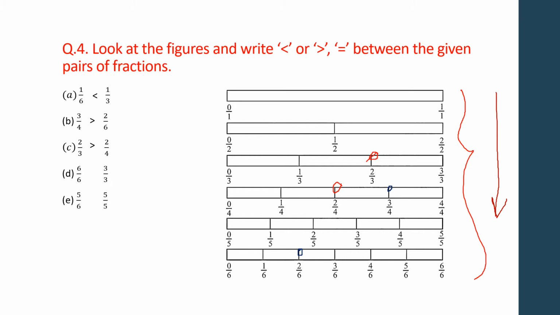Now 6 by 6 and 3 by 3. You can check it. 6 by 6 and 3 by 3. Both are equal. Now 5 by 6 and 5 by 5. Look at this. Now 5 by 5 is here and 5 by 6 is here. So obviously 5 by 5 is greater.